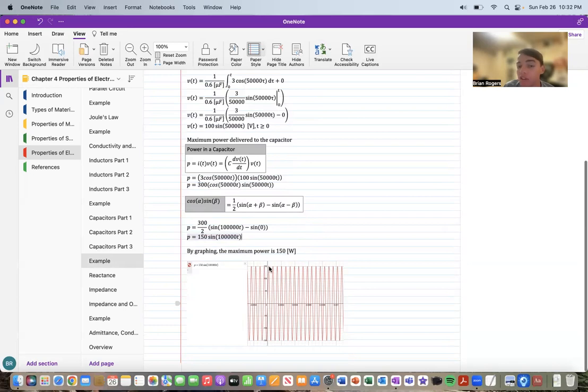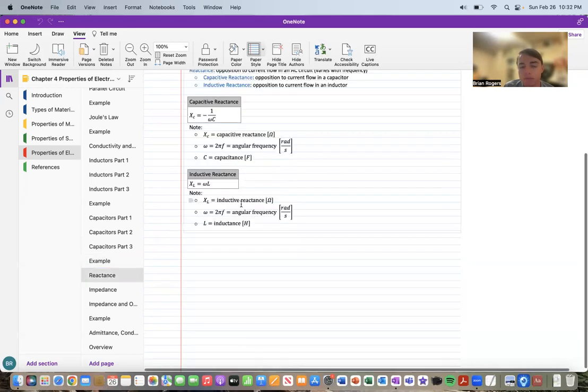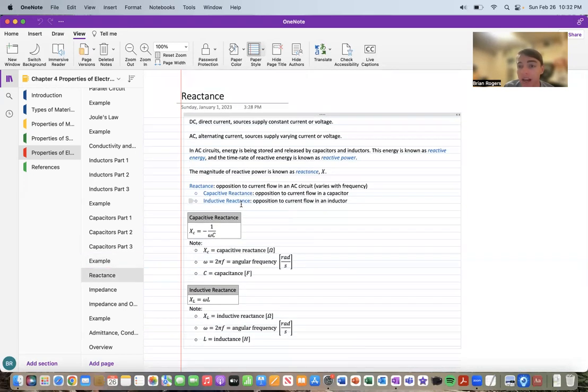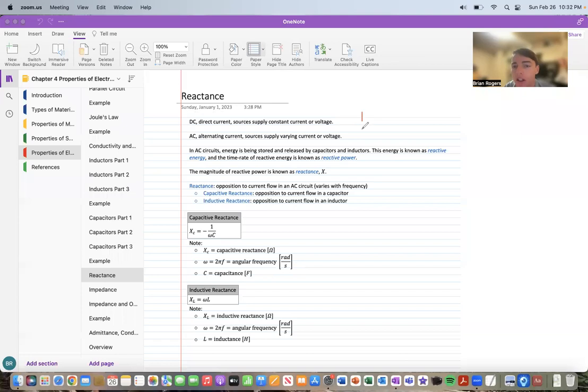So that's when the maximum power occurs, at 150 watts. Now we're going to look at reactance. And so what we're going to talk about right now, right before, is DC current.